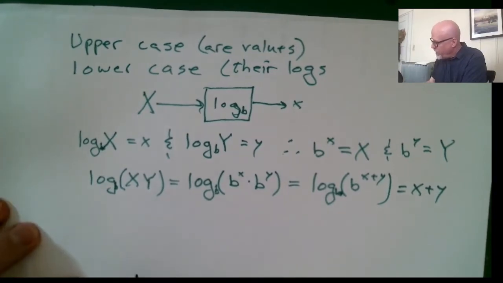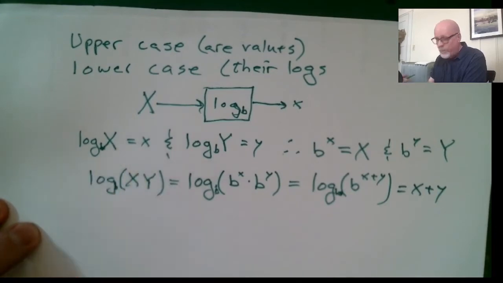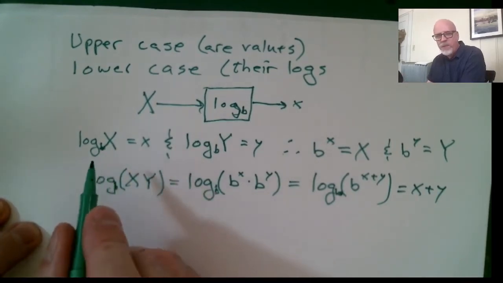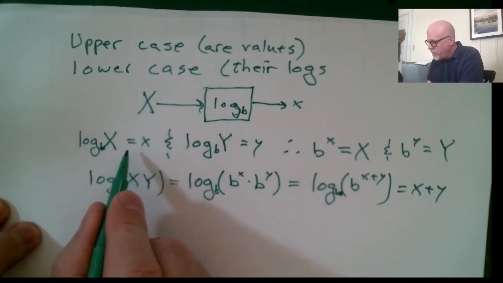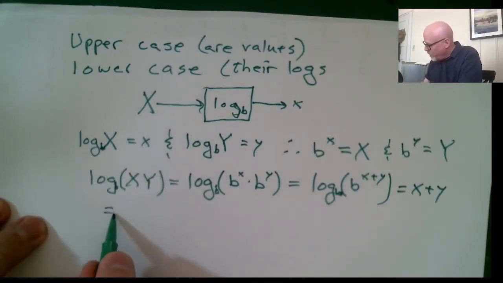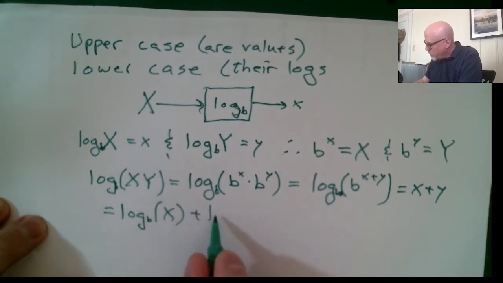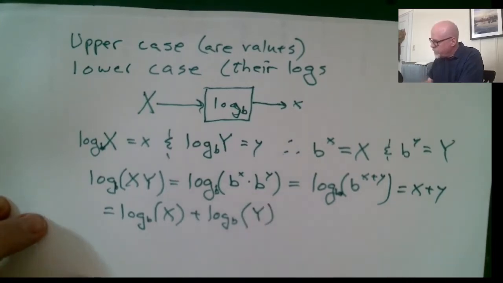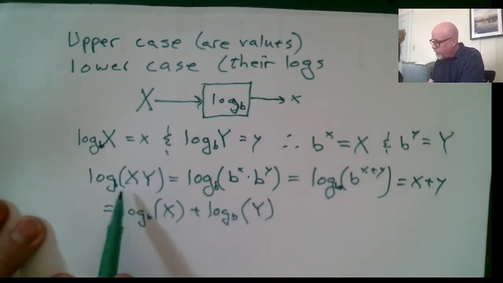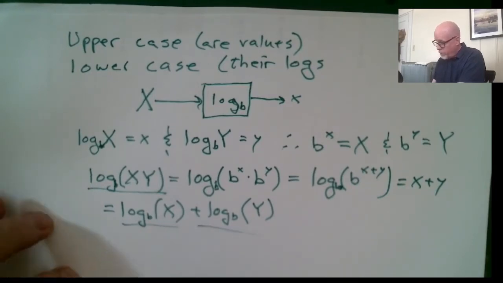All right, well, what are x and y? Remember where they came from? Little x was the log base b of big X. X is the log base b of big X. So what we've got there is the log base b of big X plus the log base b of big Y. So overall, what I did is turn the logarithm of a product into a sum of logarithms.